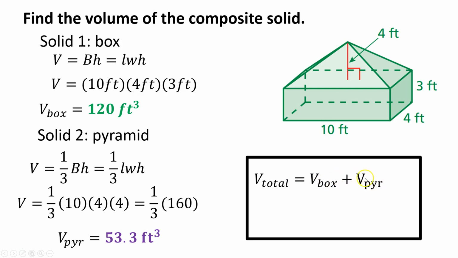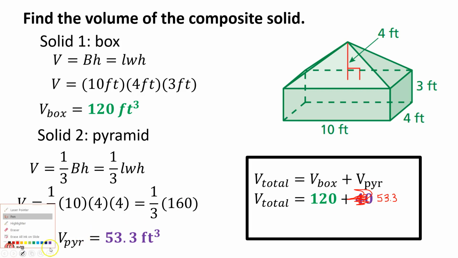So the box plus the pyramid is going to be 120 plus, oh, that's not 40. That should be 53.3. Oh my gosh, that should be 53.3. So let me go ahead and change that. There's a little mistake on my part. Must have lost focus when I was doing that. So this should be 53.3. All right, I have a feeling I'm going to have to fix the next one as well.